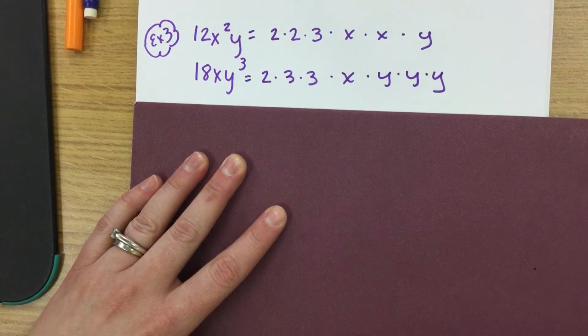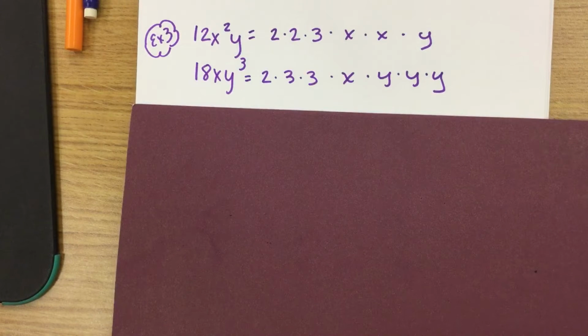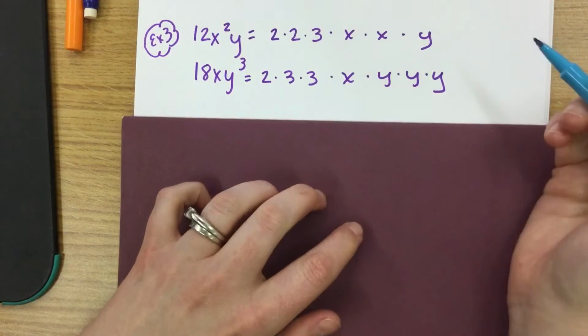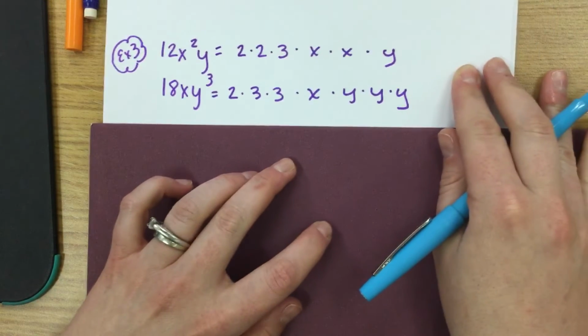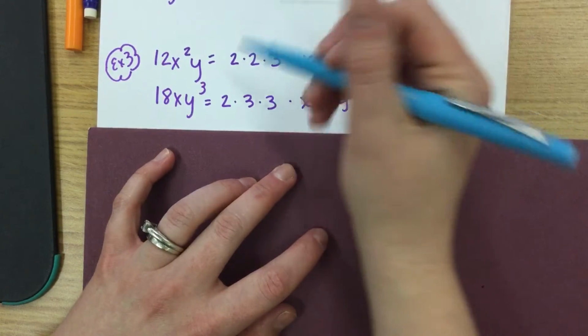Now, I'm going to go through the same process I just did when I was dealing with 27 and 18. The first thing you want to say to yourselves is, okay, what do they have in common? What factors are shared? So the first question you're asking yourself is, what factors do I have that are shared? So I'm going to circle the shared factors.